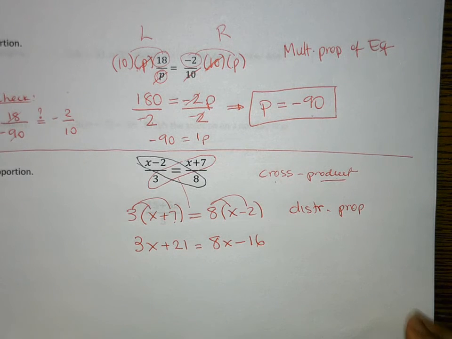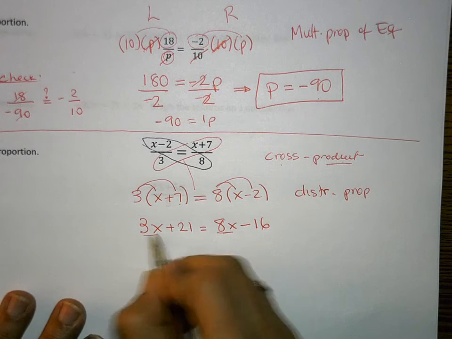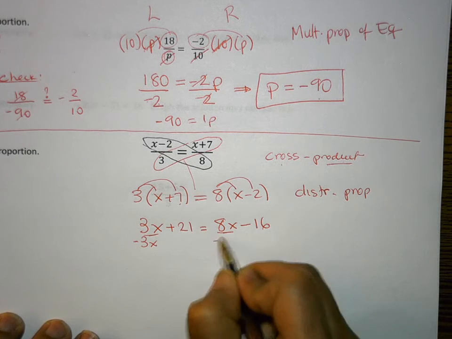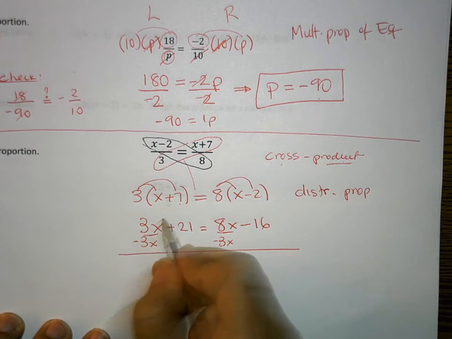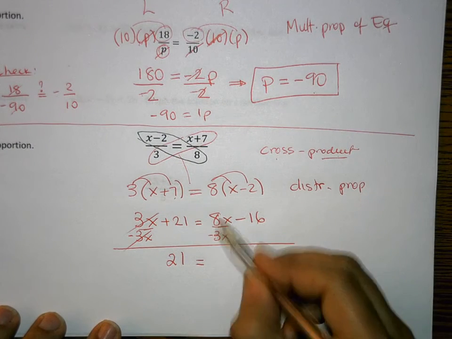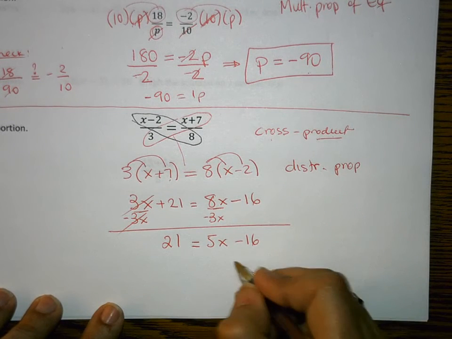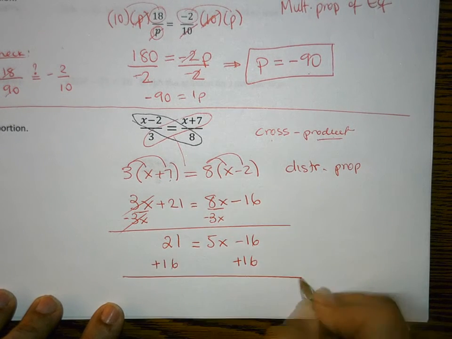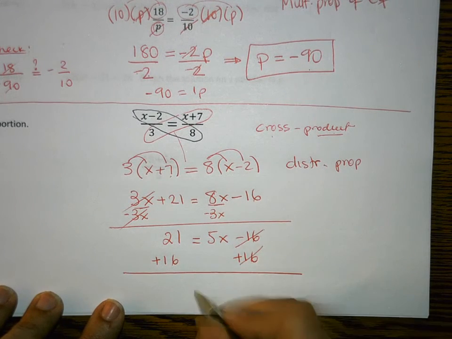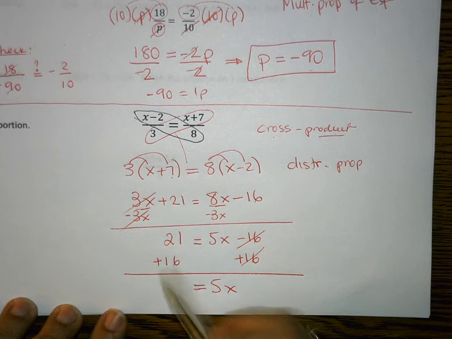So now I just need to move things around. Remember, we always want to put variables on one side, and then we want to put the non-variables in the other side. So I'm going to go ahead and subtract 3x from both sides. So 3x minus 3x is 0. We get 21 by itself. 8 minus 3 is 5x minus 16. The last thing I need to do is add my 16 to both sides. Because I have a negative 16, I'm going to add a 16. Okay? So this becomes 0, and we get our 5x all by itself. We're almost there. And then 21 plus 16 is 37.